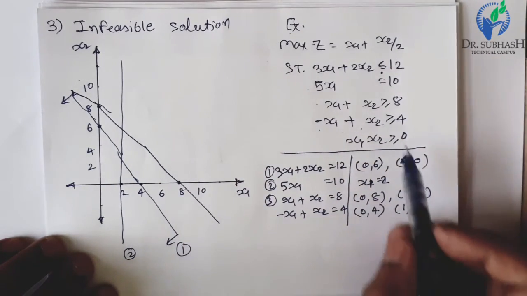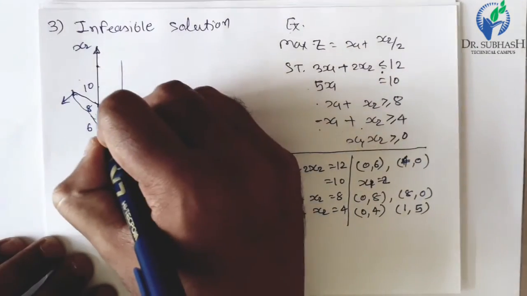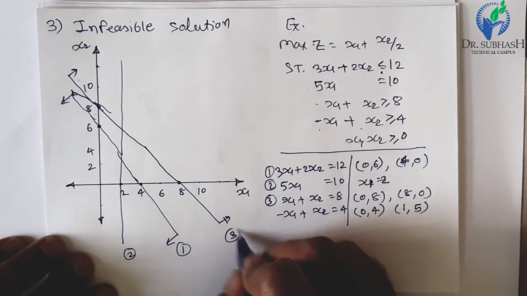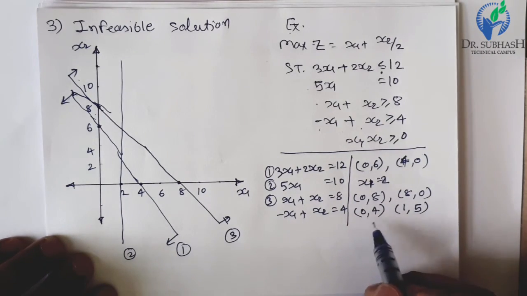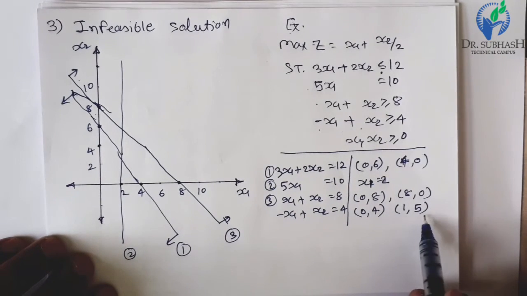And for the area choose greater than or equal to, so it will be away from the origin. This is the third constraint. And the last constraint 0, 4. So 0, 4 may lie here, and 1, 5. So the line for 1 is not available here.